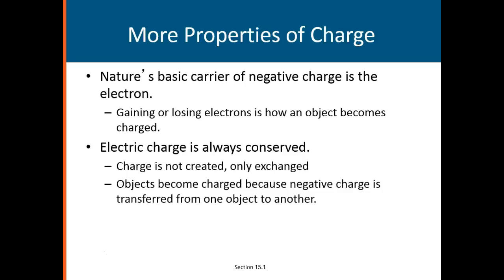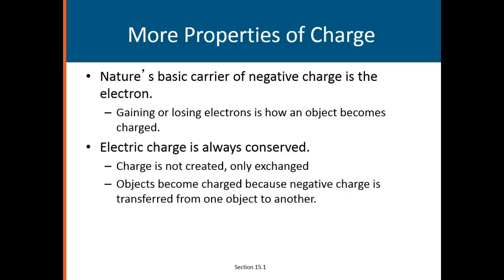Okay. Again, nature's basic carrier, or possessor of negative charge, is the electron. And what you do when you charge things, you either give it excess electrons or they gain electrons, making it negatively charged, or they lose electrons, because electrons are the things that move, and then they become positive charge. Gaining or losing electrons is how an object becomes charged either negatively or positively.